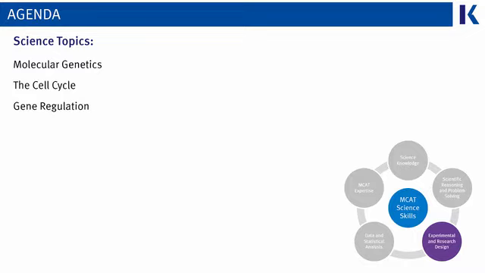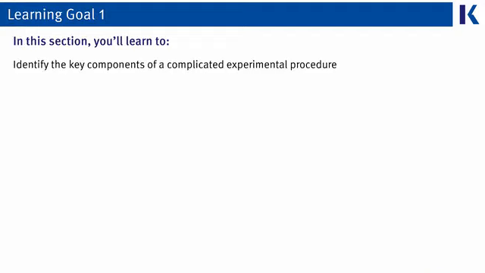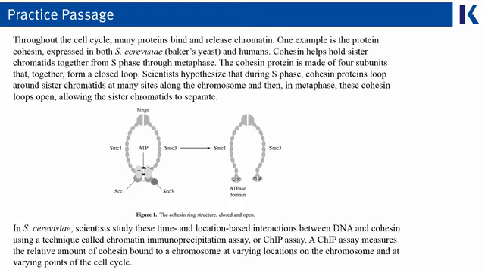So without further ado, let's dig into our first learning goal, which is to identify the key components of this experiment. As with every passage on the MCAT, the very first thing that you want to do is preview this passage. You see a figure here about some protein that you probably have not heard of, cohesin, and its ring structure. You see a paragraph that gives some details, some background about the cell cycle.